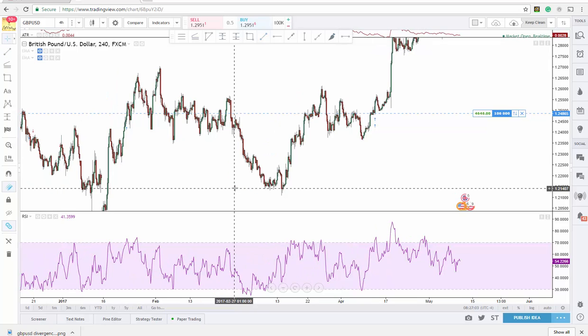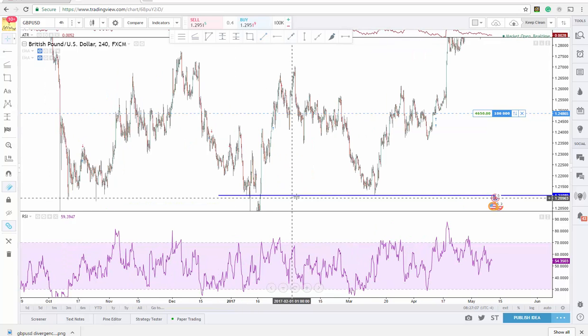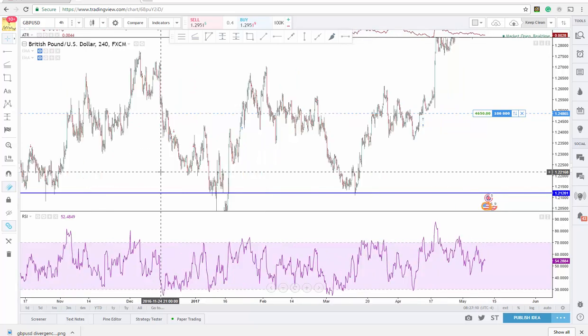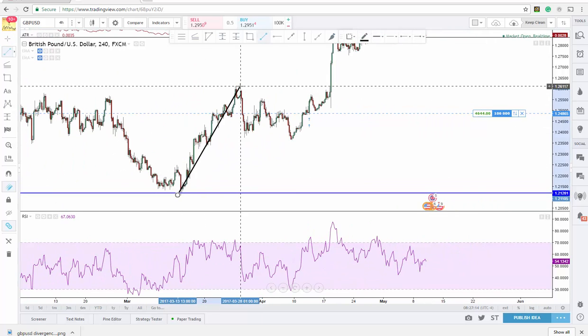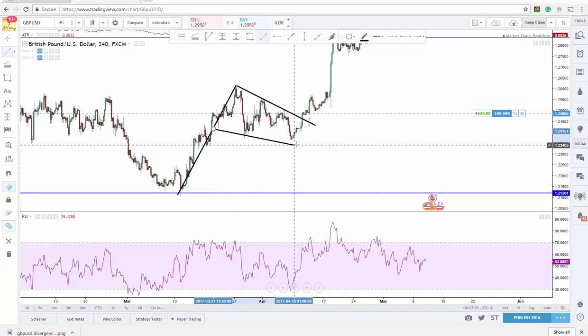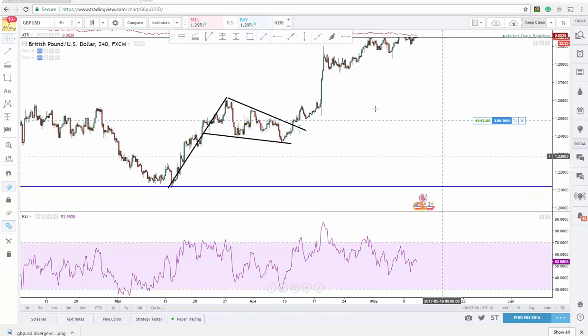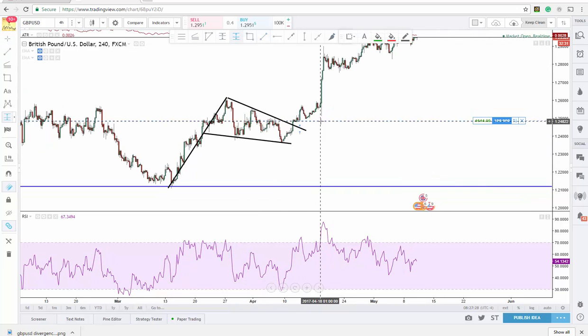This trade was bouncing off daily support, which is indicated by my blue line here. This was a daily support level. And what I was waiting for after bouncing off that daily support level is some kind of period of consolidation followed by a breakout. So here's a period of consolidation followed by a breakout.